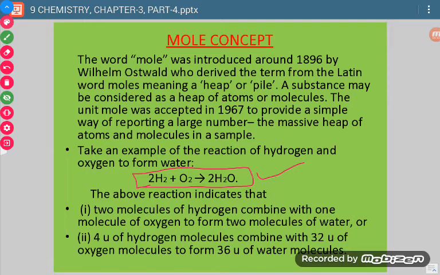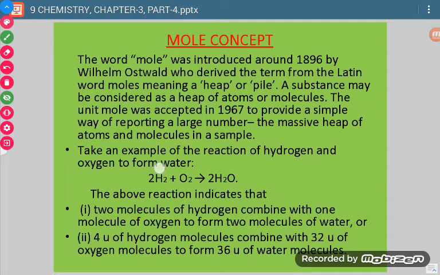In the very first way, two molecules of hydrogen combine with one molecule of oxygen to form two molecules of water. See, two molecules of hydrogen are combining with one molecule of oxygen, and there is formation of two molecules of water. This is the first way to express. The second way is in terms of their molecular masses.